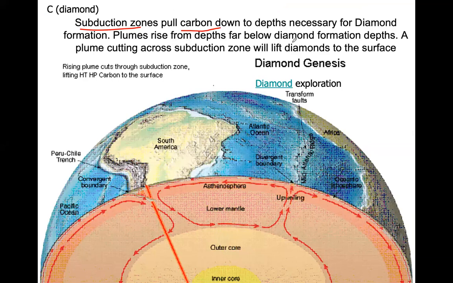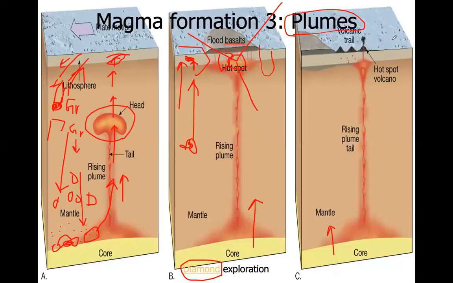Right. So, you know, plumes rise from depths far below diamond formation depths. So diamond formation depth is somewhere here, right? As I mentioned, that's why you can find some diamond in eclogite, but still below that, all carbon is available as diamond, right? The plume is starting very deep, from here, far below the diamond formation depth.